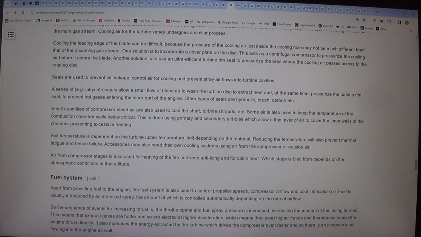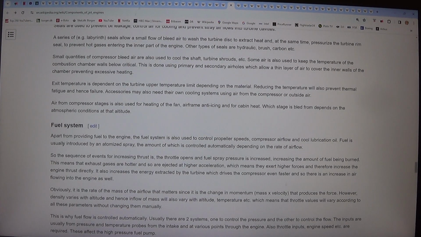Exit temperature is dependent on the turbine upper temperature limit depending on the material. Reducing the temperature will also prevent thermal fatigue and hence failure. Accessories may also need their own cooling systems using air from the compressor or outside air. Air from compressor stages is also used for heating of the fan, airframe anti-icing and for cabin heat. Which stage is bled from depends on the atmospheric conditions at that altitude.